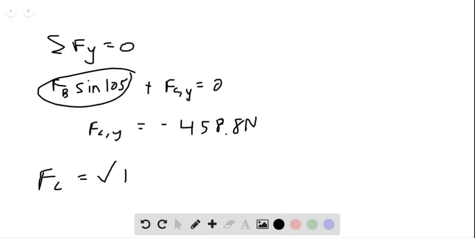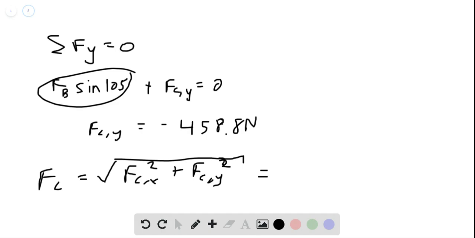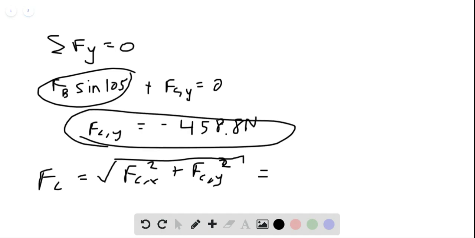With these two, we can find what FC is, because there's an equation called the distance equation. It's very similar to the Pythagorean equation. If we have an x component and a y component, and we square both of them and add them, then take the square root of that, we should get the diagonal, whatever it is. So basically just take FCX here, 262, FCY here, 458, and square both of them, add them together, take the square root, and you should end up with something like 528. Yeah, 528 newtons.